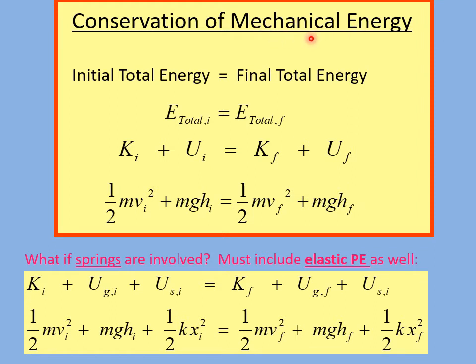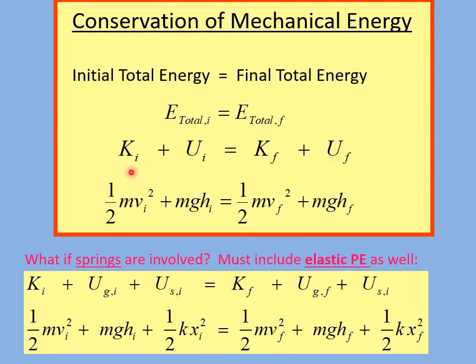Remember, mechanical energy means kinetic and potential energy. So the idea here is that energy is not lost or gained in an isolated system. So the initial total energy of our system is equal to our final total energy of the system. So we can write this as E total I, for initial, is equal to E total F, for final. So the total energy is equal to kinetic plus potential energy. So K for kinetic, U for potential, and again, the I here is for initial, and then over here we have final kinetic and final potential.